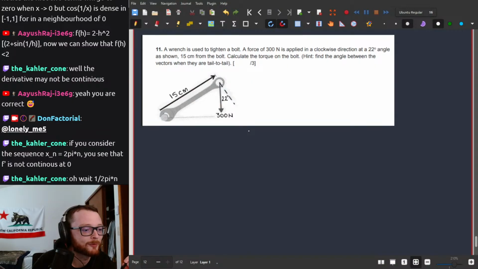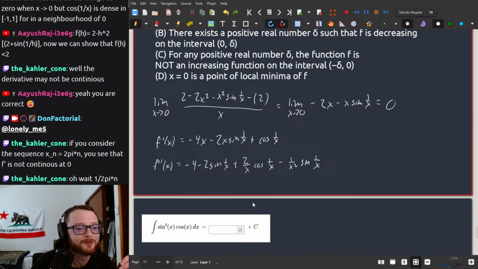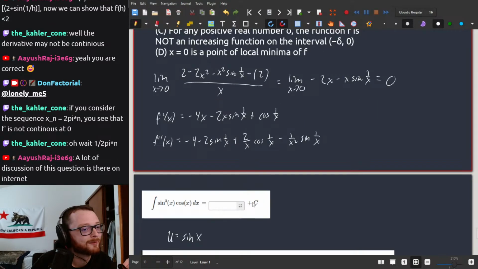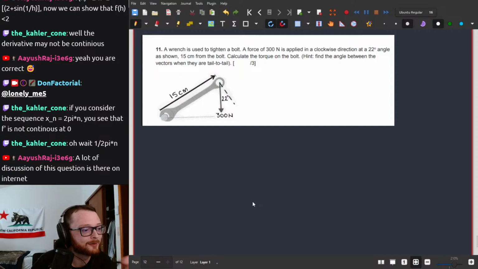If f prime is not continuous at 0, if you consider that sequence. Ooh, 1 over 2 pi n. That's an interesting way of thinking about that. A lot of discussion. This question is on the internet. That makes sense. That is a really tough one. There's a lot to discuss there.